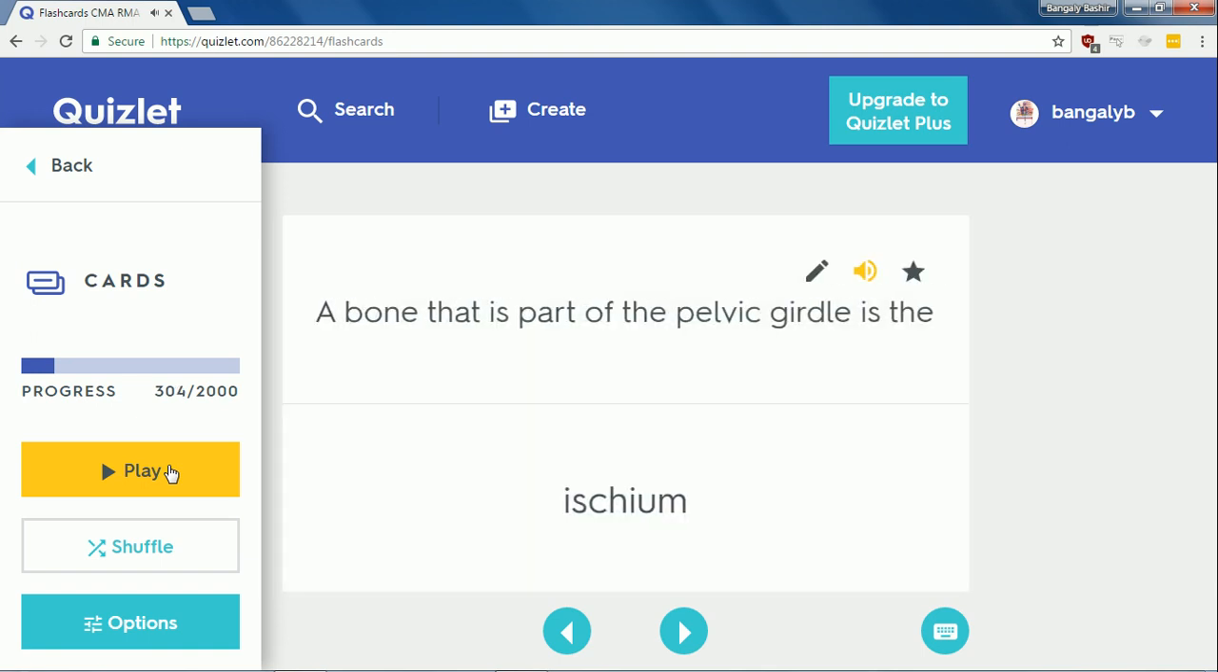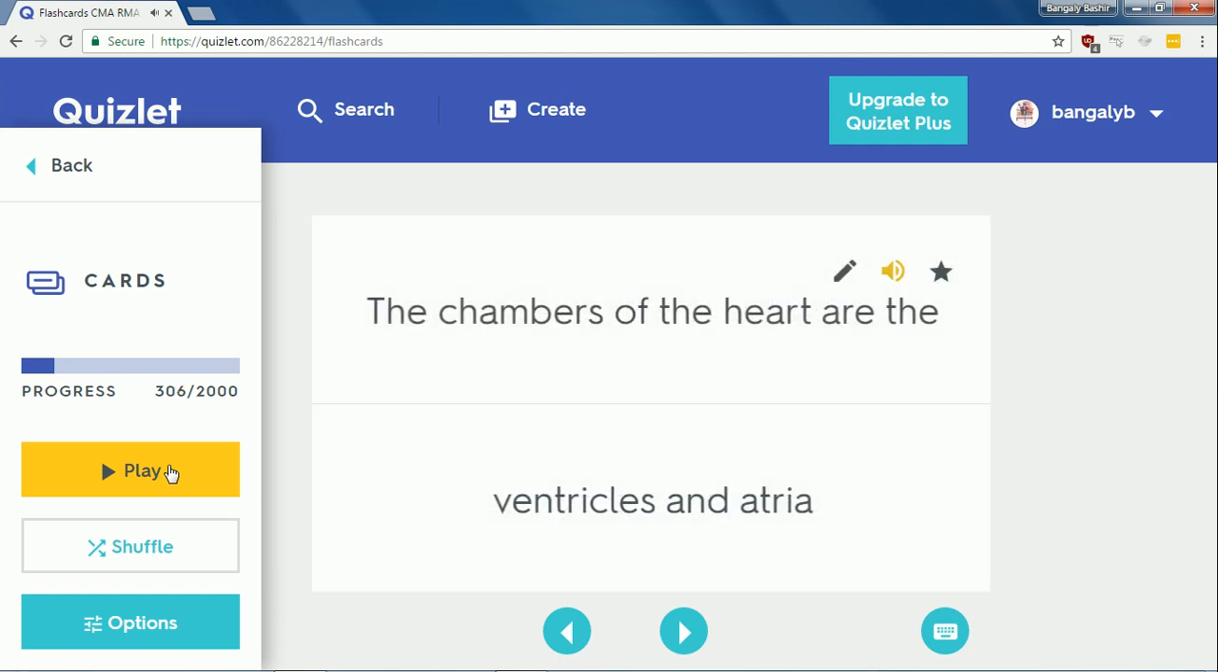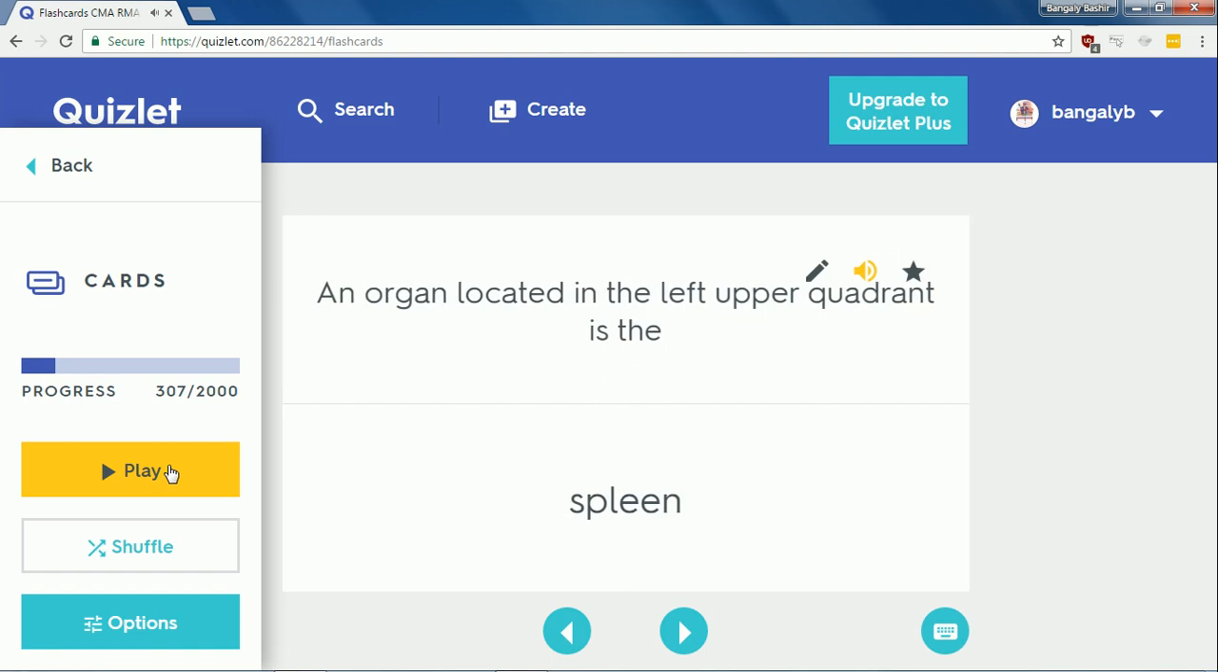A bone that is part of the pelvic girdle is the ischium. The cellular components of blood include erythrocytes, leukocytes, and platelets. The chambers of the heart are the ventricles and atria. An organ located in the left upper quadrant is the spleen.